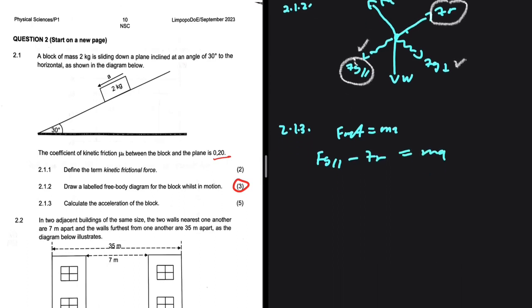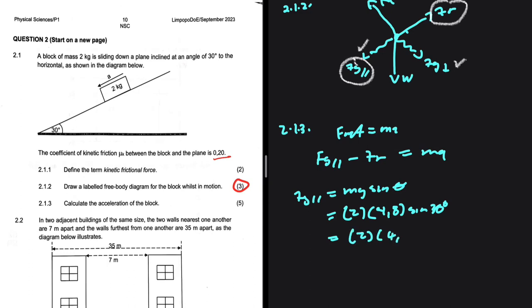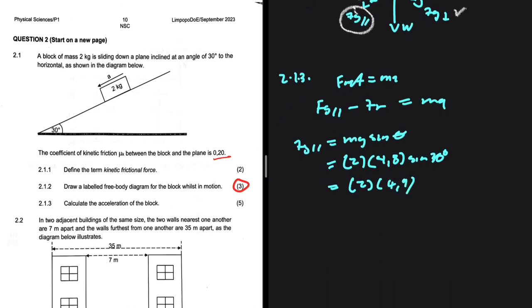Let's do that separately. So FG parallel is equal to mg sine theta, where m is the mass, 2 kg, multiplied by 9.8 sine of 30 degrees. So what is FG parallel equal to? This is 2 multiplied by 4.9. And then now we can calculate frictional force.